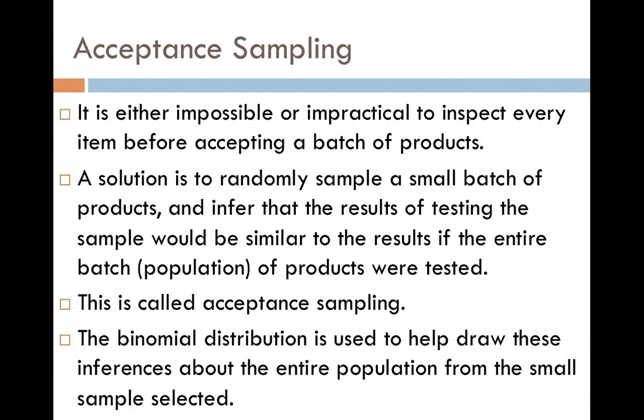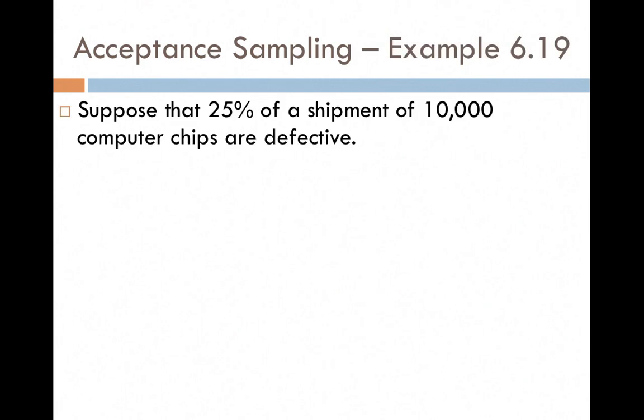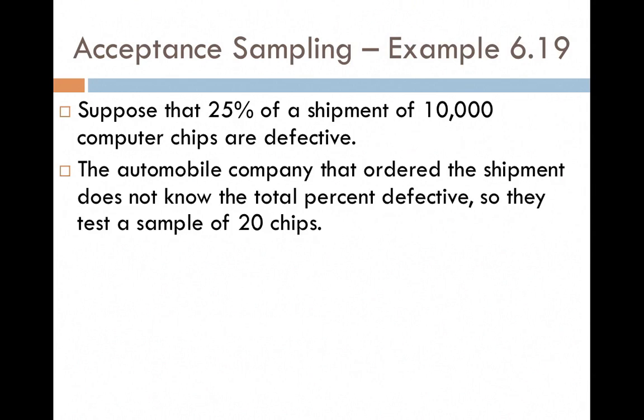So we're going to look at a problem involving acceptance sampling, and we're going to solve it with the binomial distribution. This is example 6.19. Suppose that 25% of a shipment of 10,000 computer chips are defective. The automobile company that ordered the shipment does not know the total percent defective. So they don't know that 25% are defective. But they do want to test a sample of 20 chips.